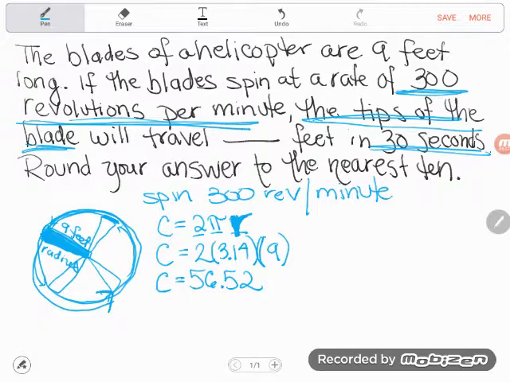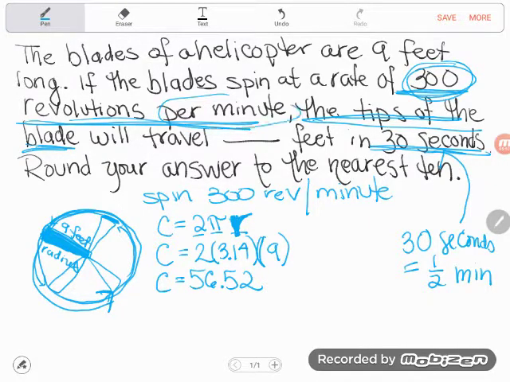Now, I've been asked to see how far they're going to travel in 30 seconds, not a minute. So this stumps people. Oh my gosh, what am I going to do? But I would say that most of us know. Do you know that 30 seconds is half a minute? I bet you do. Let's think about that. If a full minute is 60 seconds, then 30 seconds must be half a minute. So instead of going 300 revolutions, which is how much I go in 1 minute, I'm going to go half of that. Half of 300 revolutions.